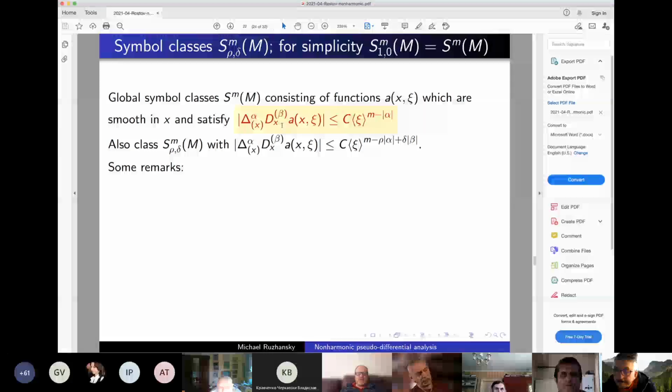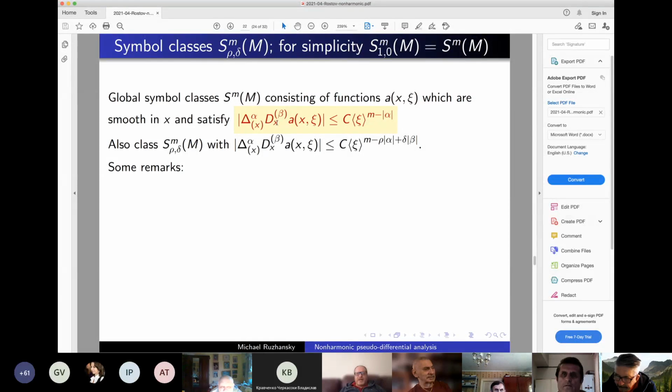We can define symbol classes like this. So the derivatives ∂_x we can think of as usual derivatives, and a is a symbol defined before. These are derivatives because x is on a manifold. We are on a manifold, so we can differentiate with respect to x. But we take these difference operators. They act on the variable xi, but we write x here in brackets to emphasize that they depend on x. Although they act on xi, they depend on x.